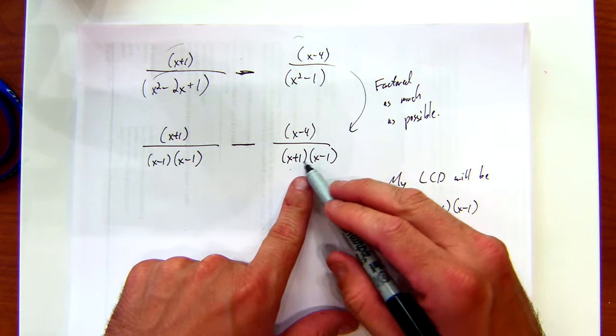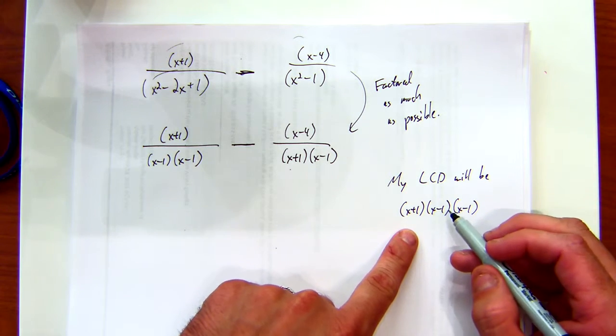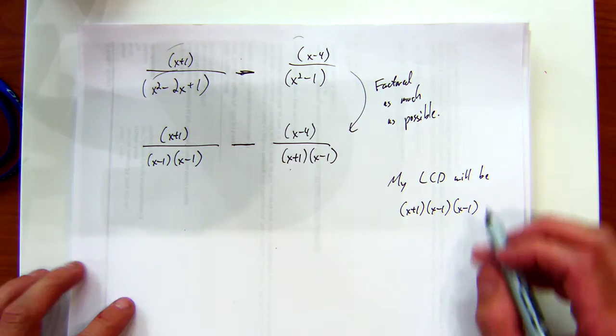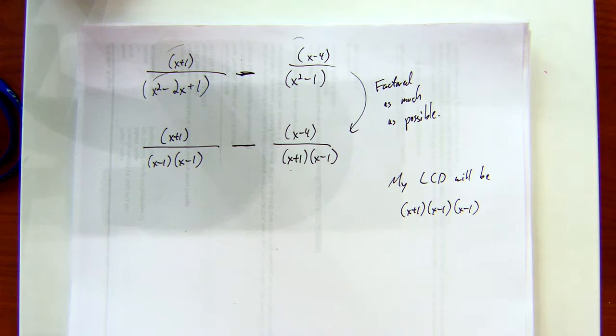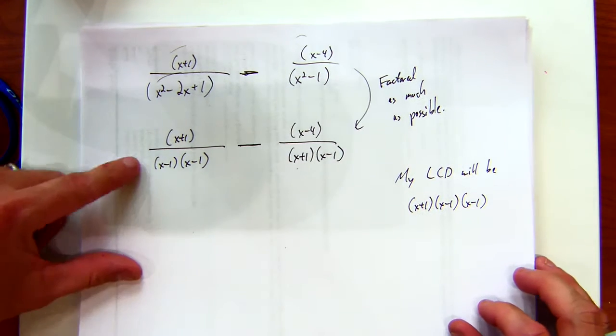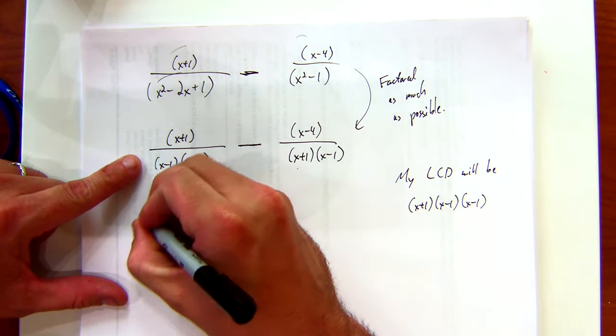This factor has an x plus 1 and x minus 1. So I need to add that x plus 1. I've already got an x minus 1, so I don't need to add it again. So my lowest common denominator will be this product. Okay? So what do I need to multiply this guy by to get a lowest common denominator?